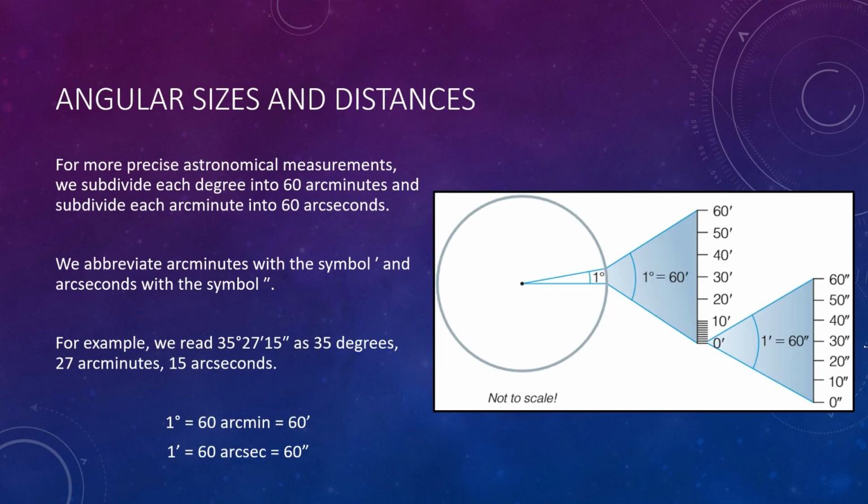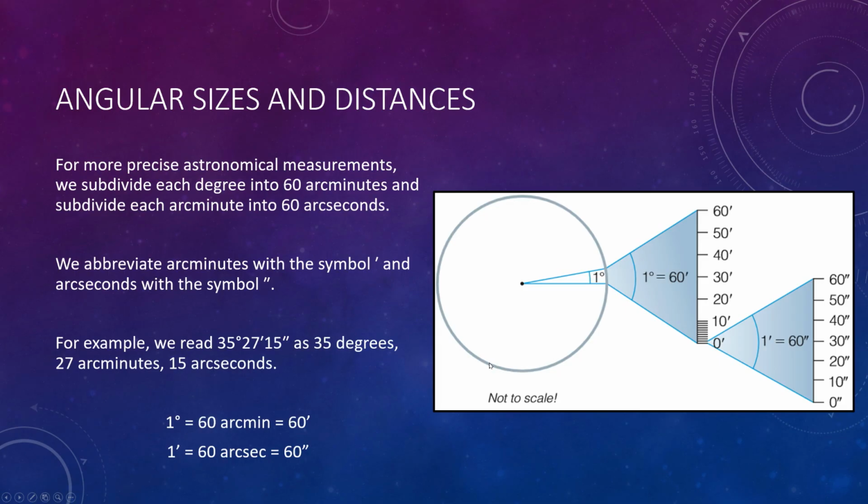For very precise astronomical measurements, we actually divide a degree into 60 arc minutes and subdivide an arc minute into 60 arc seconds. So we abbreviate arc minutes with the single prime symbol and arc seconds with the double prime symbol. For example, we would read 35 degrees, 27 arc minutes, and 15 arc seconds in such a way shown. So this is how we would write it: 35 degrees, 27 arc minutes, 15 arc seconds. So that's how we can use those symbols to describe things.